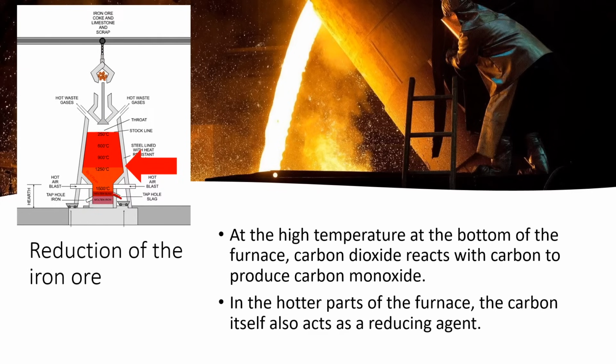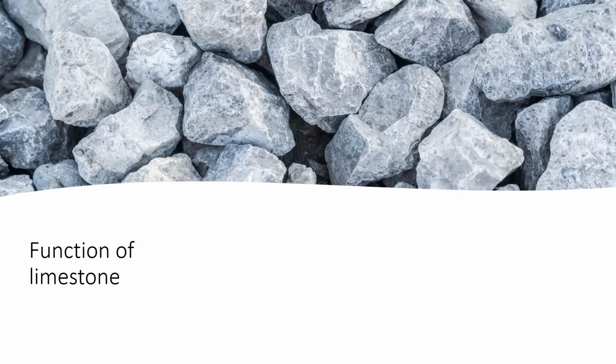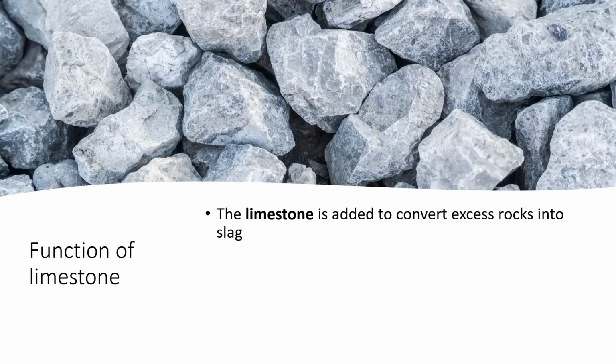So let's have a look at the reason for us adding limestone when we add the iron ore and the coke to the top of the blast furnace. So firstly, iron ore is not pure iron, and it contains an arrangement of different materials that would not melt at the temperature of the furnace and would eventually clog it up. So the limestone is added to convert the excess rocks that are found within the iron ore into slag.